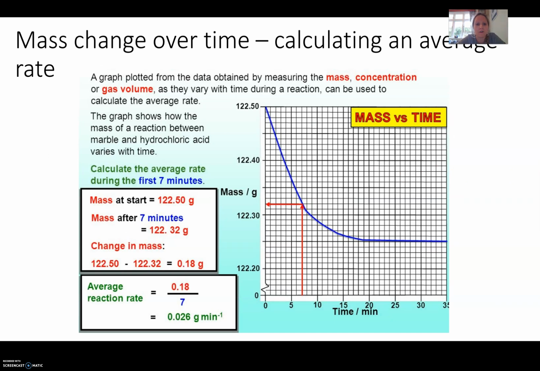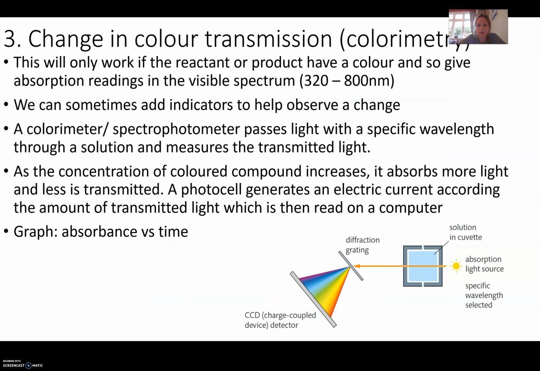So this is just a graph to show you here that you could actually graph mass, or graph whatever, over time. Yeah, and you could take the gradient if you wanted to, and that would give you a rate at that point. But yeah, that's just to show you can.